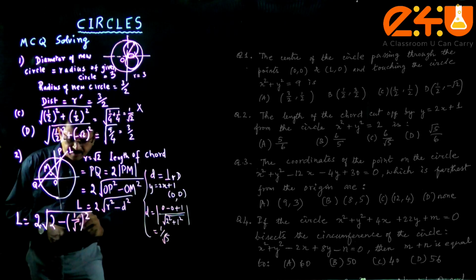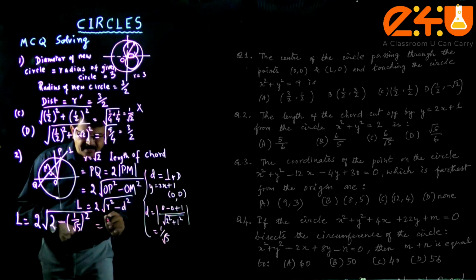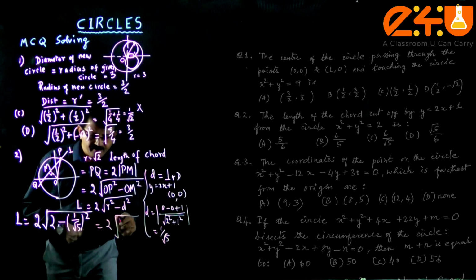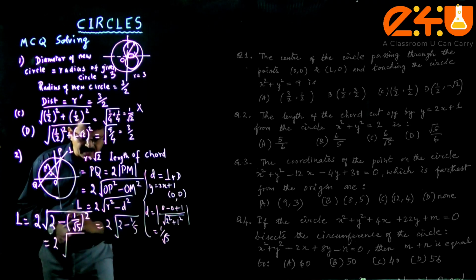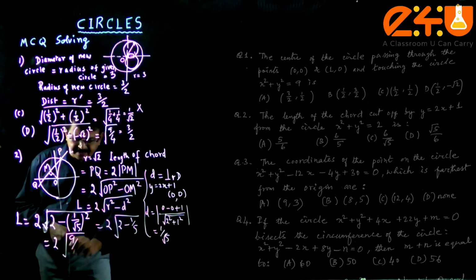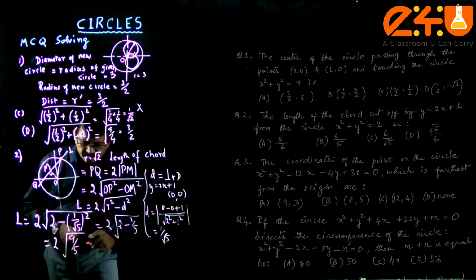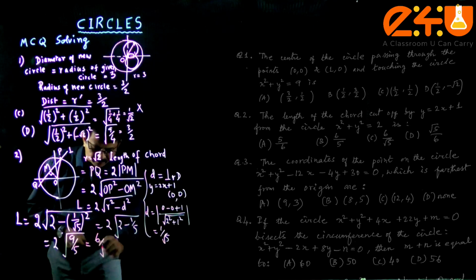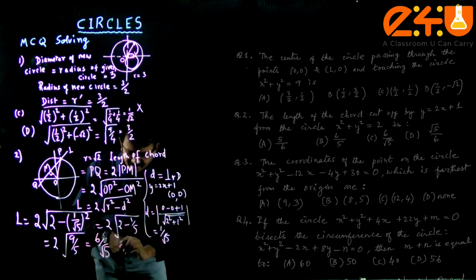So I am writing the same answer here. As you can see, this is 2 times root over 2 minus 1 by 5, and you can find the LCM inside the square root. It is 2 times 5, 10, minus 1, so that makes 9 in the numerator, 5 goes in the denominator. So root of 9 in the numerator is 3, multiplied by 2, and you get 6 over root 5. Okay, 6 over root 5, yes, that is option C.